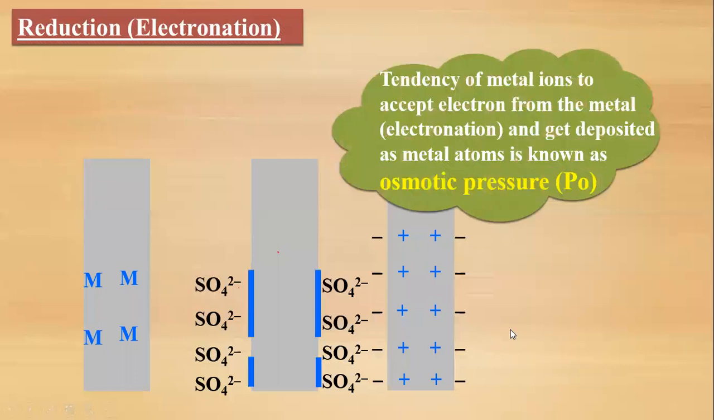See this double layer created here. So the tendency of a metal ion to accept the electron from the metal and get deposited as a metal atom is known as what? Osmotic pressure. So what pressure was there, beta? There, solution pressure, and here, osmotic pressure. When the metal releases its electron on the electrode and converts to a metal ion, it comes into the solution, and there pressure is created, that is called what? Solution pressure. And when a metal ion gains an electron and gets deposited on the electrode as metal, the pressure that arises there is called what? Osmotic pressure.